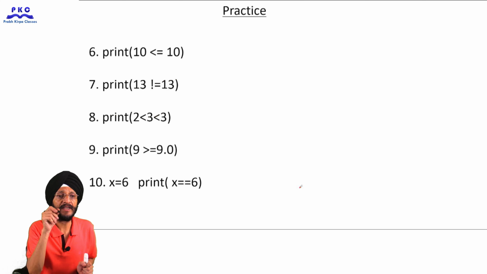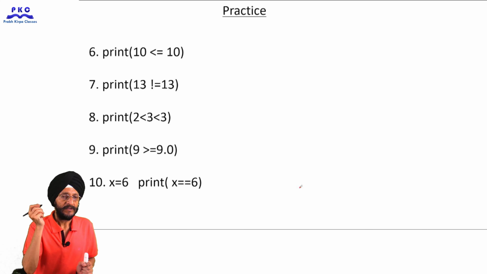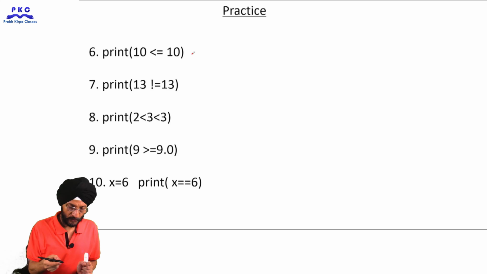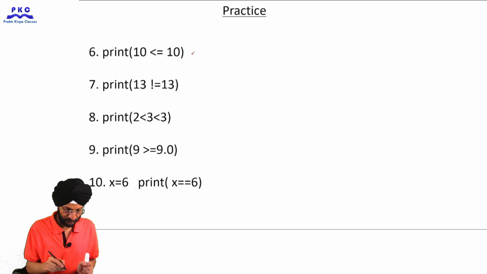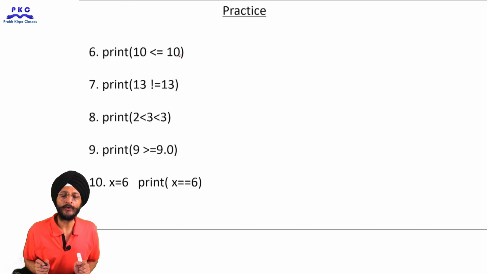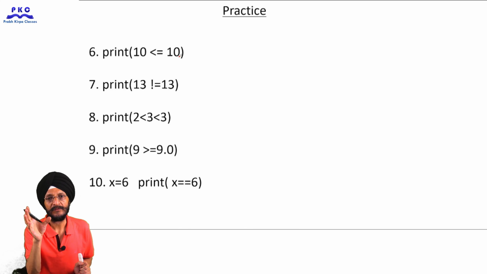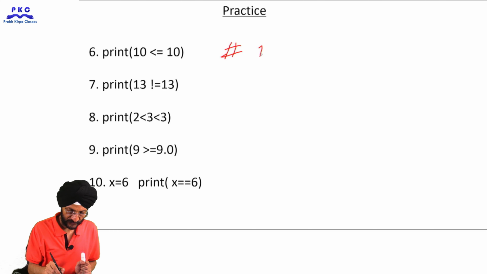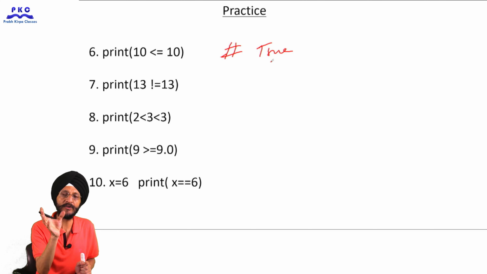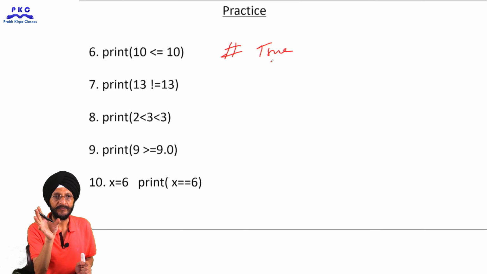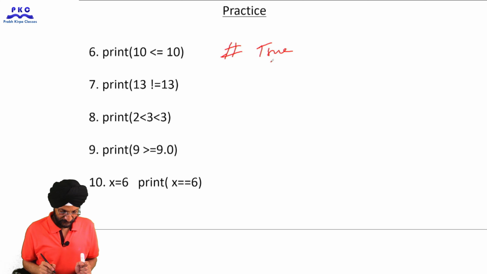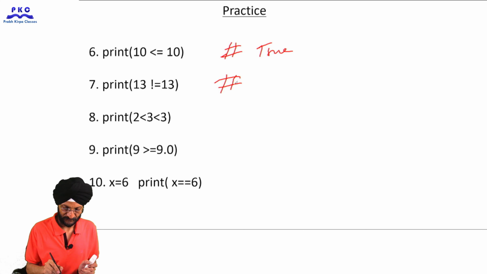Next, here again there are 5 questions, 6 to 10. You may solve them yourself, or we will solve them for you. Print 10 is less than or equal to 10. Any of the two conditions. Is 10 less than 10? No. 10 is equal to 10. True. So the output will be true, because one of the conditions is okay. Next, 13 is not equal to 13. 13 is always equal to 13. So the output is false.